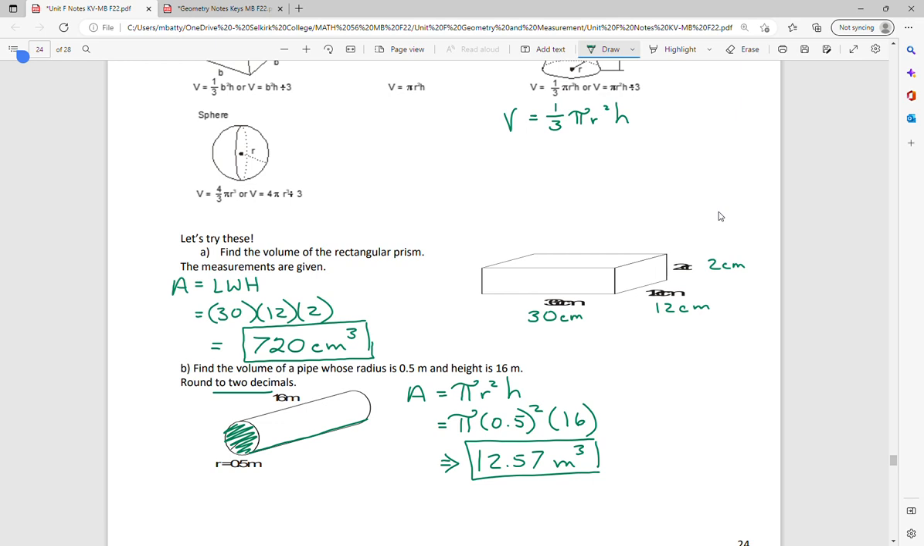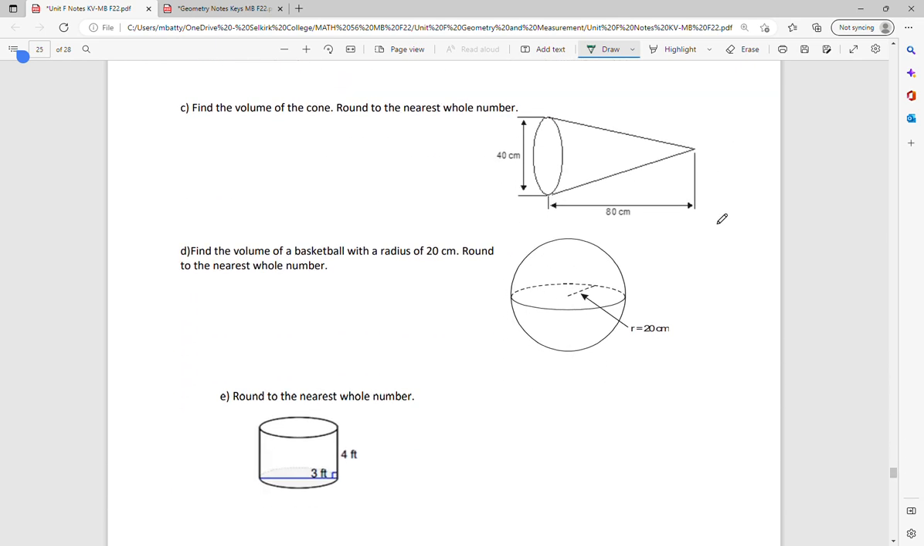All right, we've got some more on the next page. We have a volume of a cone. I did not remember the formula for the volume of a cone. I definitely had to look that one up. So the volume is 1/3 pi r squared times the height.